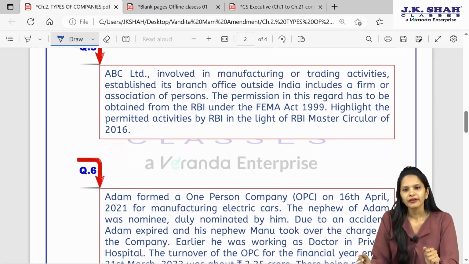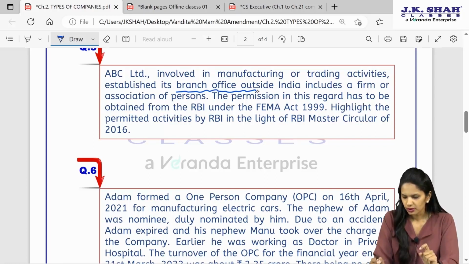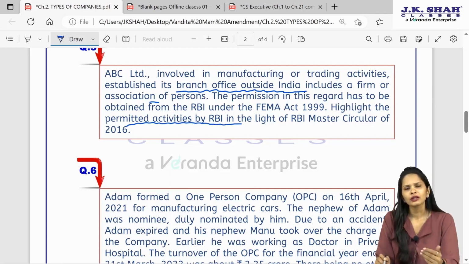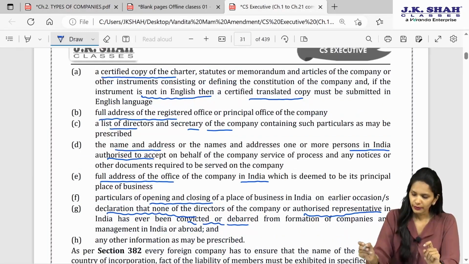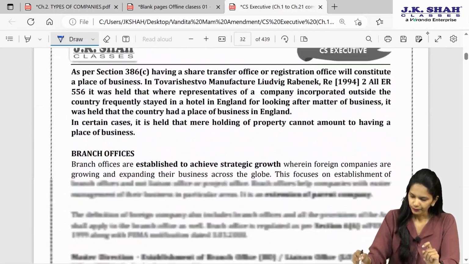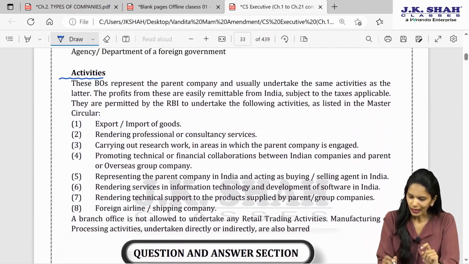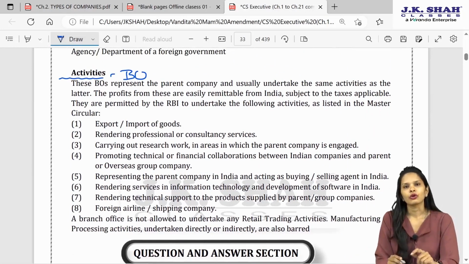Now ABC Limited, involved in manufacturing or trading activities, has established a branch office outside India. It includes a firm, association of persons. Now permission in this regard has to be obtained from RBI. Highlight the permitted activities by RBI. So what are the activities allowed by RBI for setting up of a branch office? Now again this will be covered in your chapter number 2, allowed activities. Now these are the allowed activities for any branch office. Okay, so now what are the activities which are allowed?